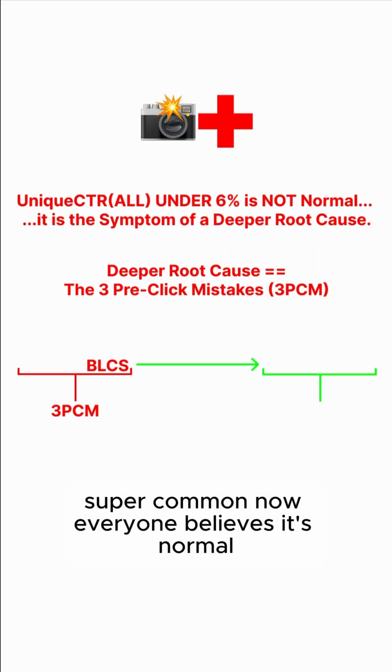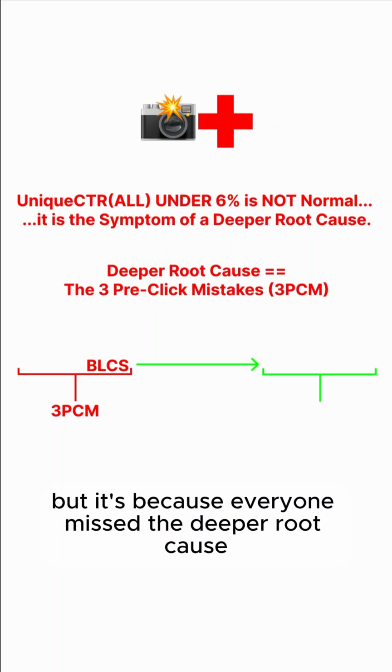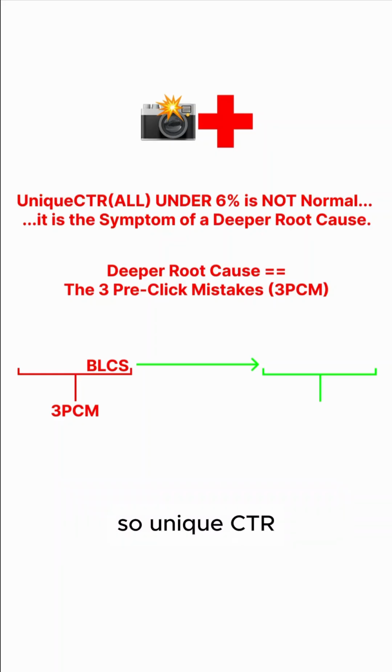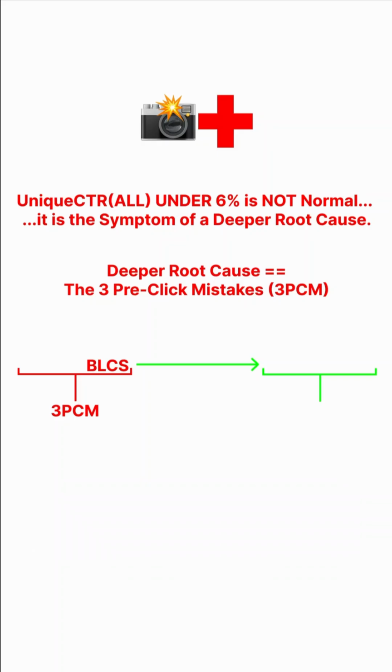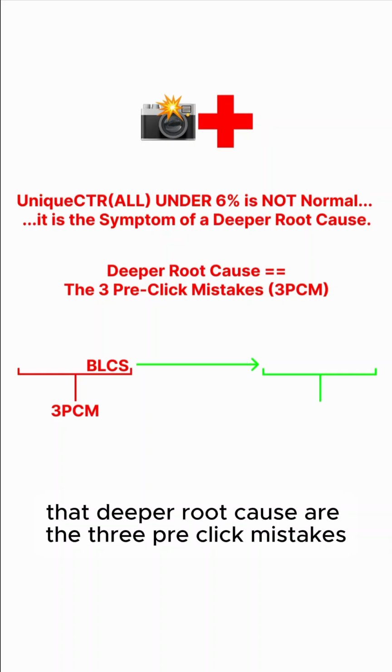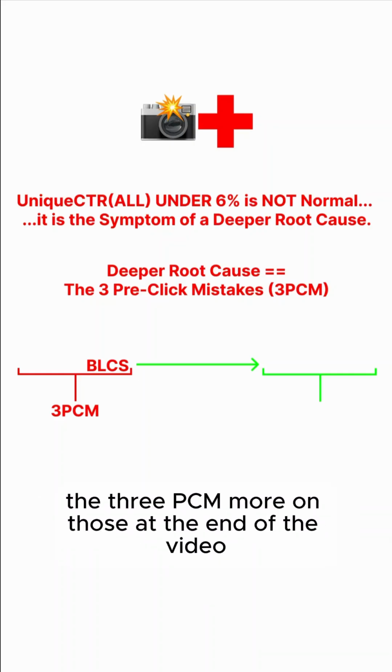Super common though. Everyone believes it's normal. Everyone just leaves it alone. Nobody tries to fix it, as everyone believes it's normal. But it's because everyone missed the deeper root cause. So unique CTR under 6% is actually the symptom of a deeper root cause. That deeper root cause are the 3 pre-click mistakes, the 3 PCM. More on those at the end of the video.